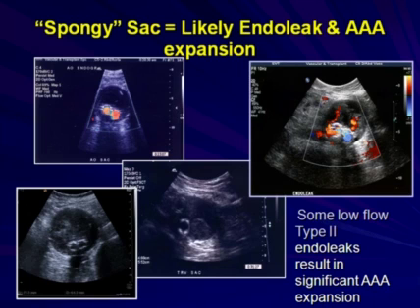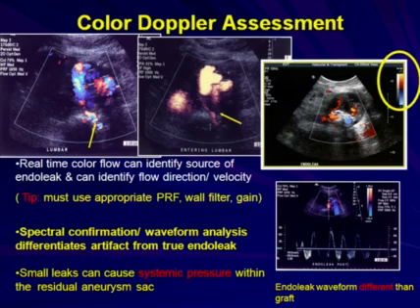So here are some examples of those spongy sacs that were likely to lead to aneurysm expansion, and you can see that they are very heterogeneous and almost have this sort of thread of flow going through wherever it can kind of seep in around the thrombus. And these were the ones that did result in significant aneurysm expansion.